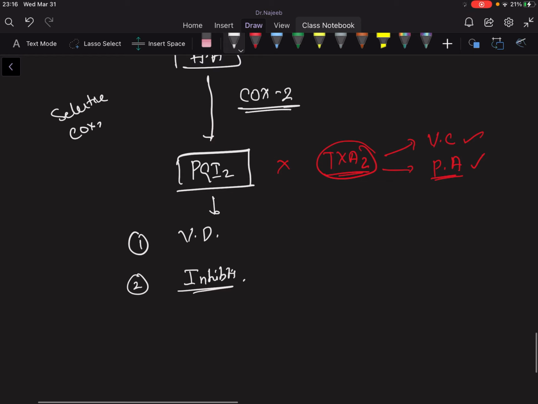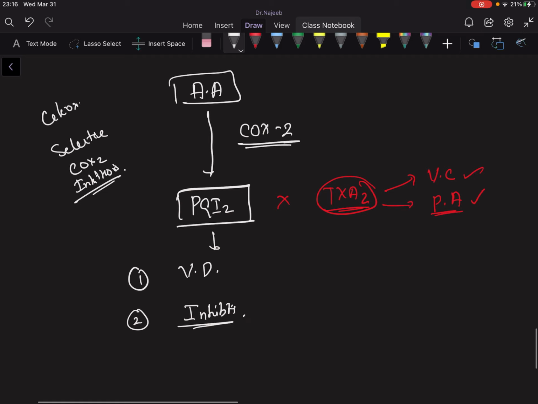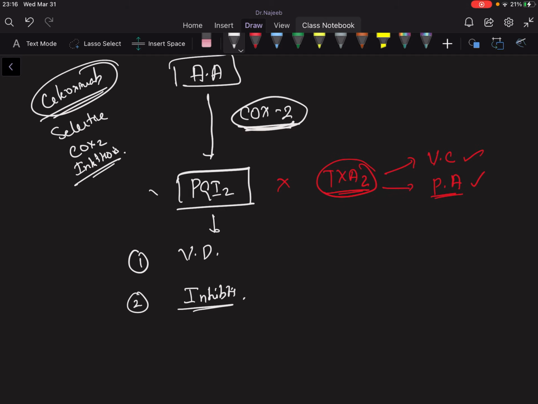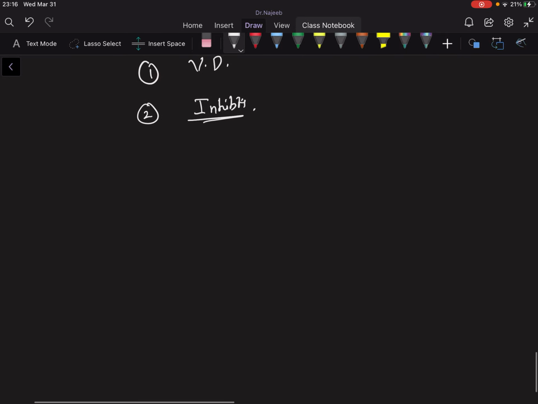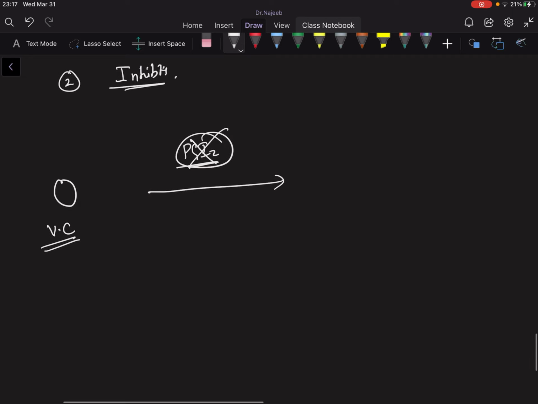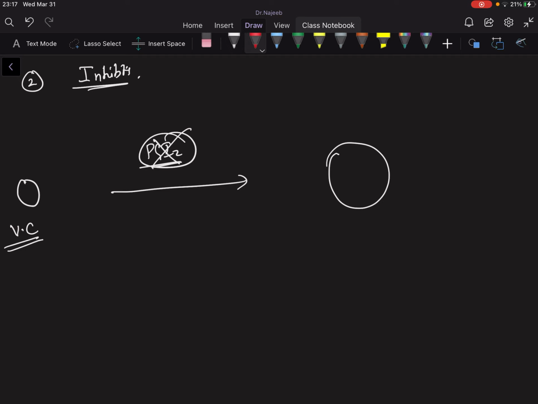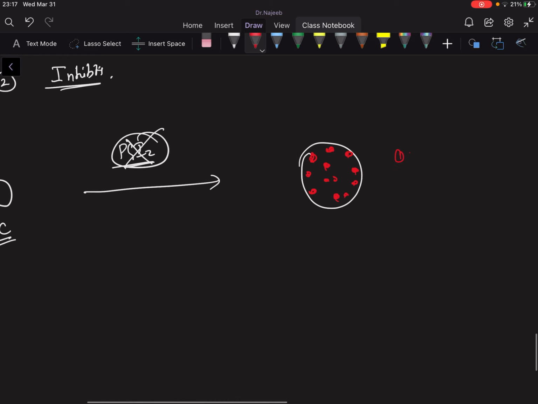selective COX2 inhibitors, such as celecoxib, which will inhibit this COX2. So what will happen? Prostaglandin I2 is not produced. So what will happen? The blood vessel undergoes vasoconstriction, right? And there is also platelet plug formation. So this is occluding the blood vessel, right?